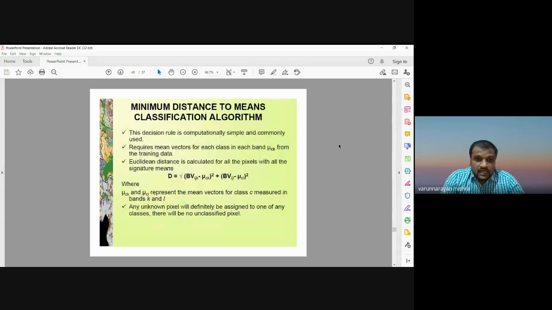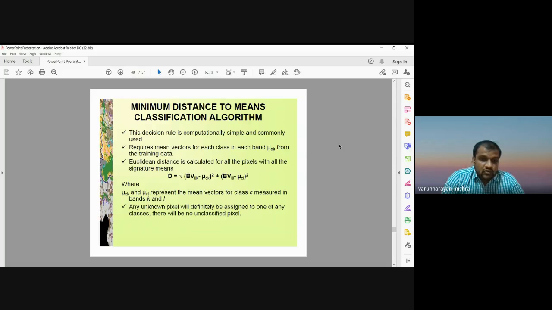Minimum distance to mean classification algorithm. This decision rule is computationally simple and the most commonly used method. It requires calculating the mean vector for each class in each band from the training samples. It is based on the Euclidean distance, which can be calculated for all the pixels present in the spectral signatures using the formula written here, where mu CK and mu CL represent the mean vector for class C measured in band K and band L.